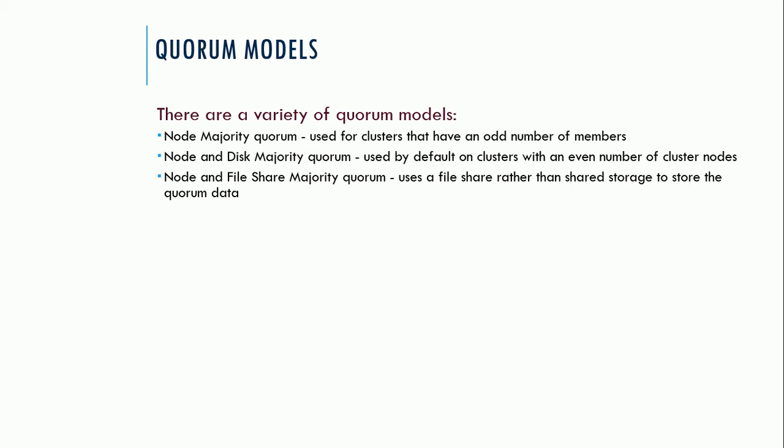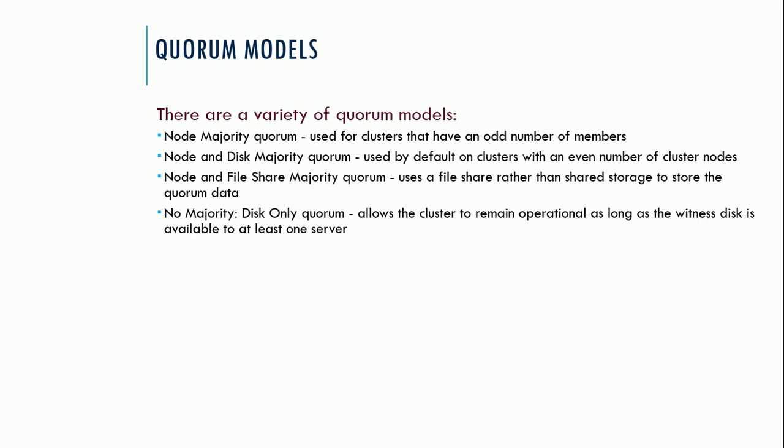So a file share is different than shared storage in that with shared storage, we all mount the same iSCSI drive on a SAN, right? So we're all managing that same storage device, whereas a file share is more or less file sharing, right? So that's a file sharing level thing. So there has to be an extra server managing that file share, although in most cases we have a file server lying around that we could do that with, but that's basically how that works. And then there's the disk-only QUORUM, which allows the cluster to remain operational as long as the witness disk is available for at least one server.